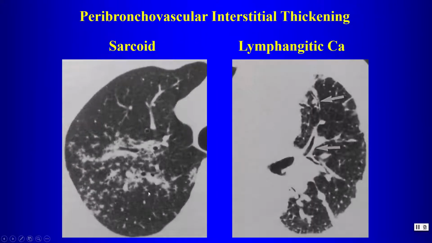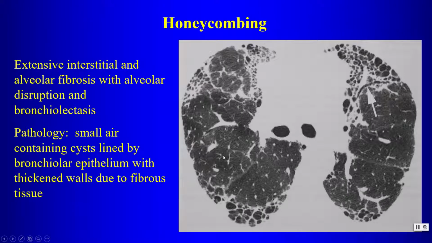So here's an example of sarcoid giving you somewhat nodular peribronchovascular thickening. You see these nodules here, nodular kind of opacities and some nodular thickening around these bronchial structures. And lymphangitic carcinomatosis that might give you smooth or nodular, in this case it's somewhat smooth, thickening here in the peribronchovascular region. Here it's around the bronchi in this particular example.